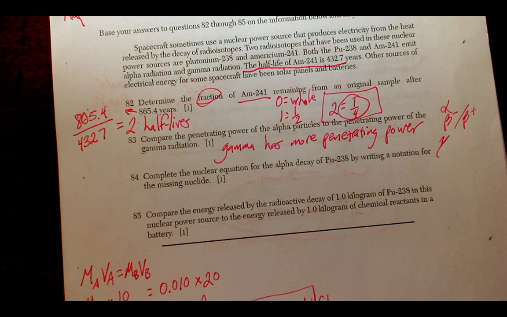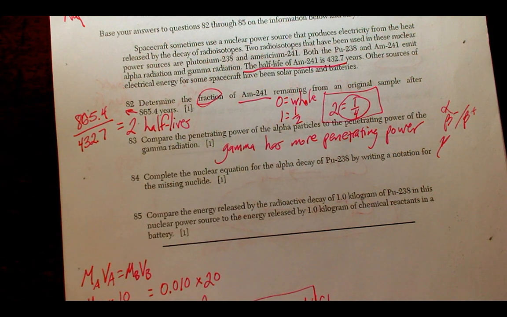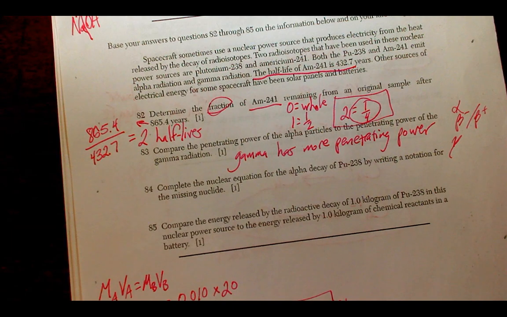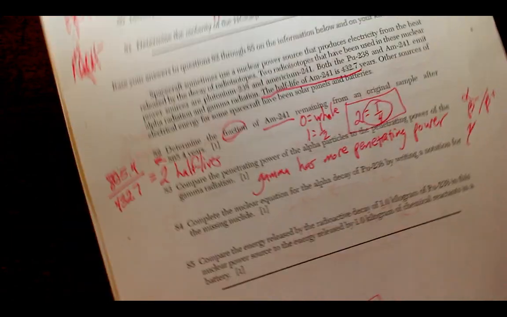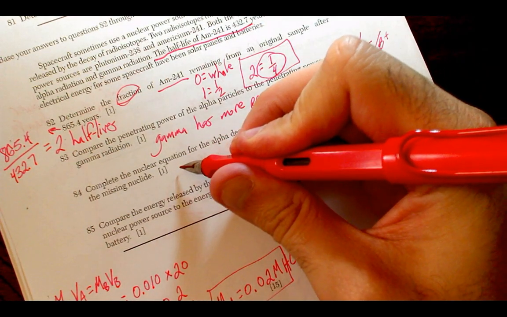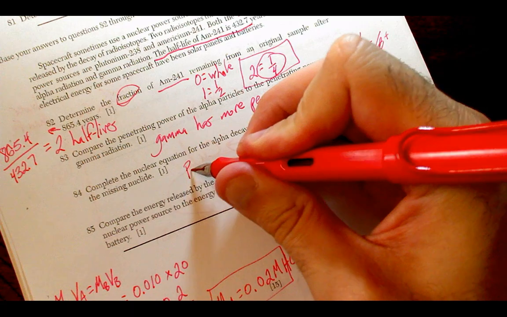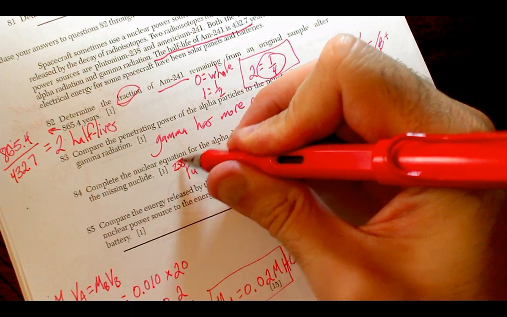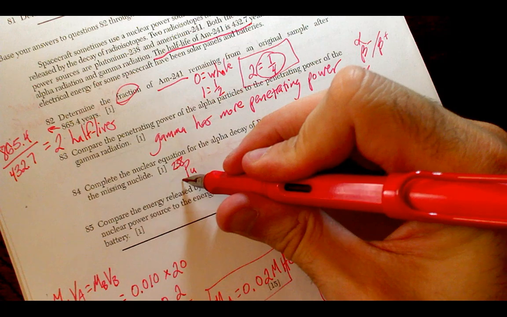84, complete the nuclear equation for the alpha decay of plutonium-238 by writing notation in your booklet. So this is what it's going to be like in your booklet. Your booklet will give you question 84. I'll write it right here. It's going to say plutonium, like this, Pu with 238. I'm not sure they give you the atomic number or not. I'm going to fill it in.